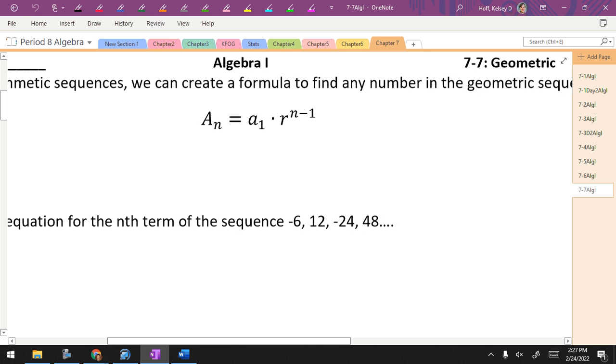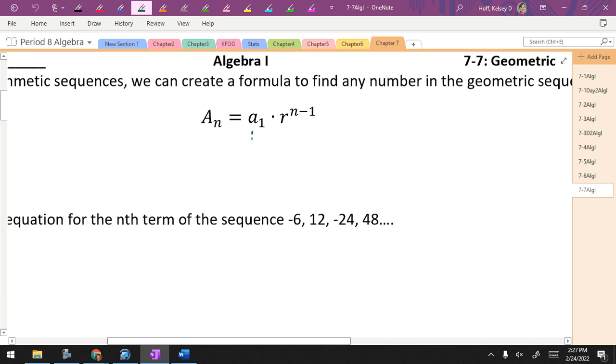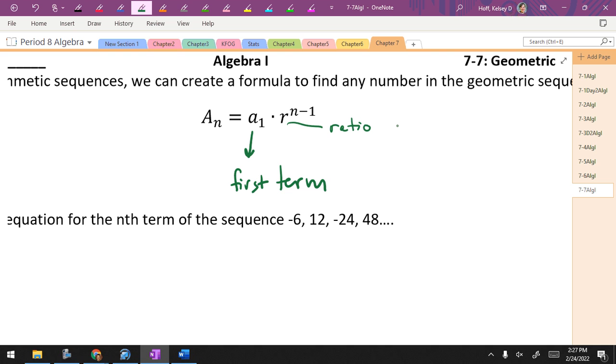A of n equals A of 1 times r to the n minus 1. A of 1 means the first term, the first number in that sequence. R stands for the ratio, or what you are multiplying by, the common number that is getting multiplied over and over and over. And we discovered this yesterday.